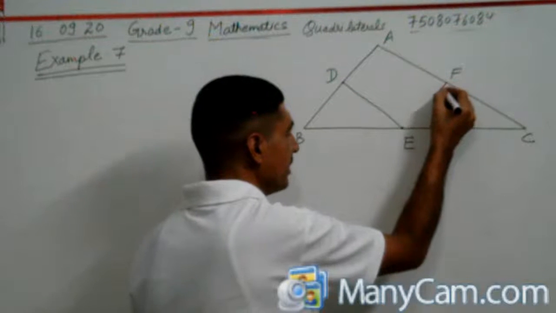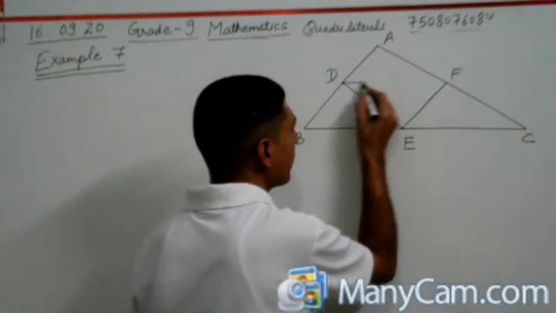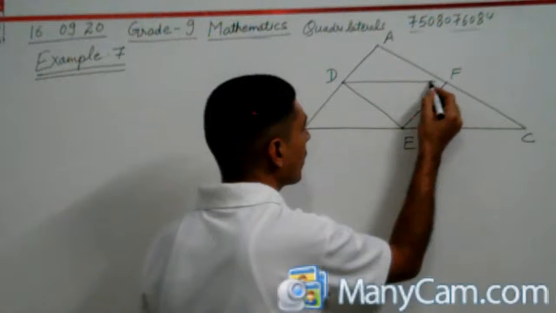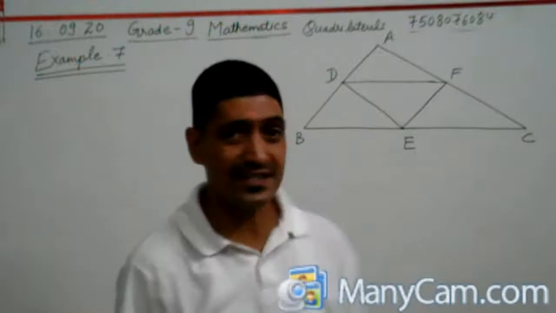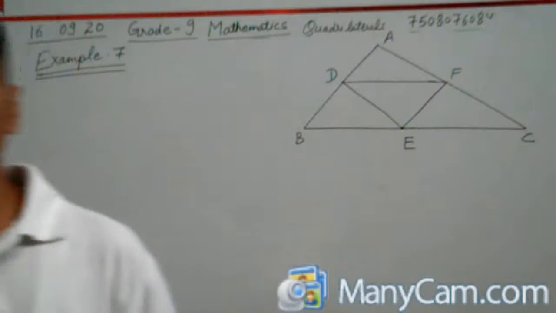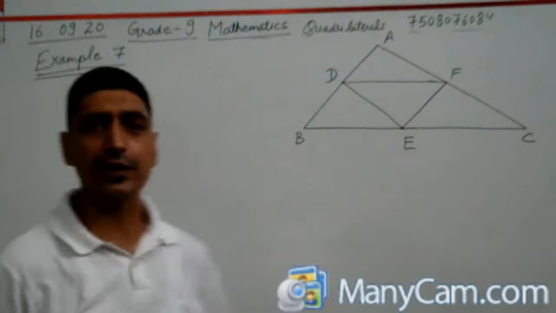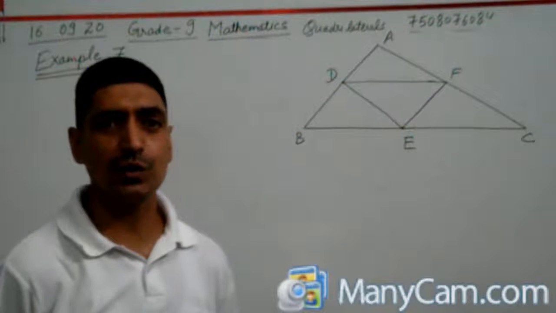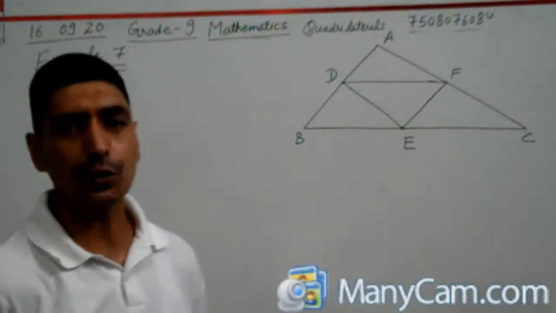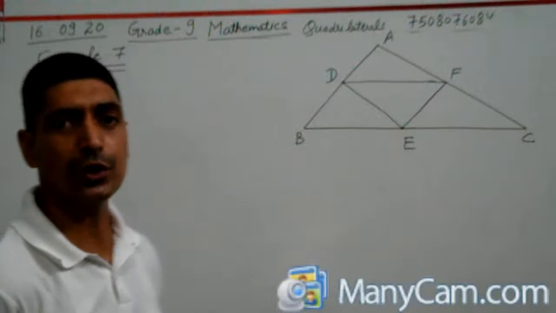when we join D with E, F with E, and D with F, we have four triangles and all these four triangles are congruent. So we have to prove in this example that all these four triangles are congruent. The question is very important, totally based on the application of the midpoint theorem.